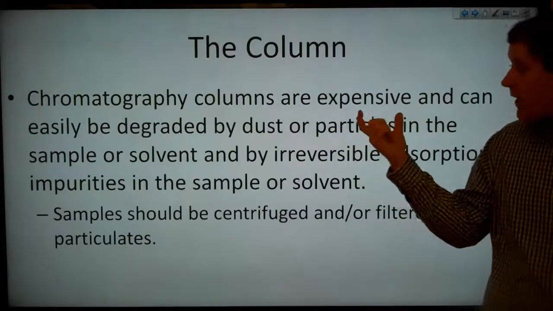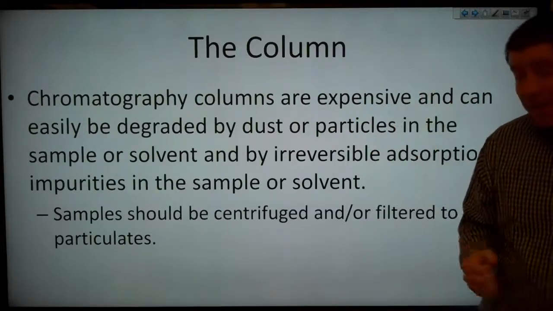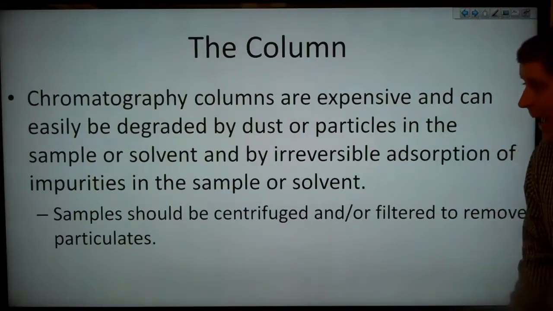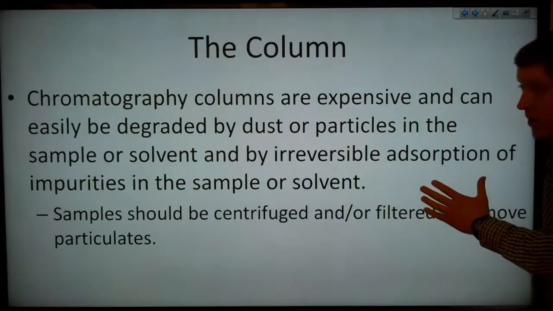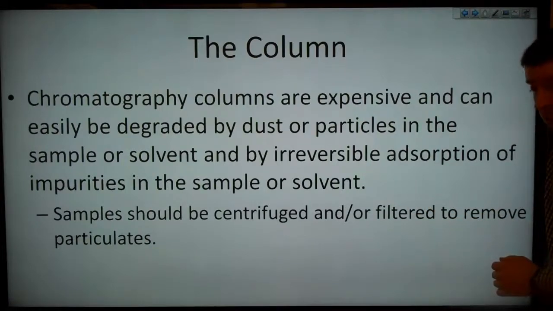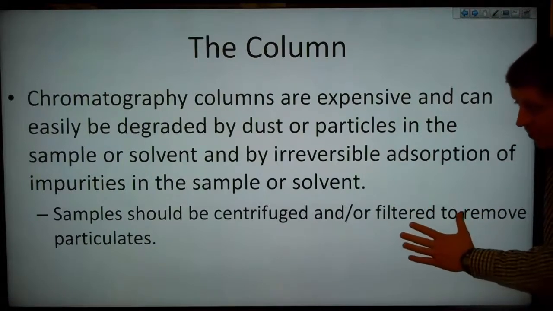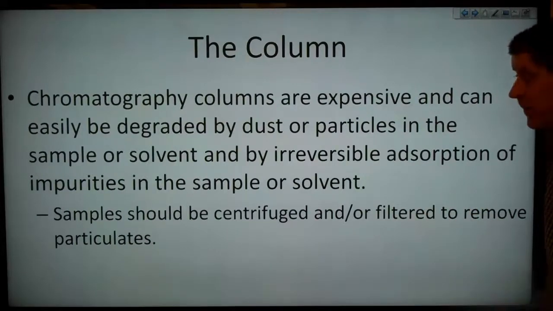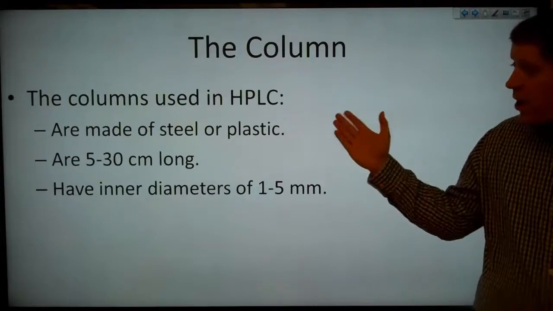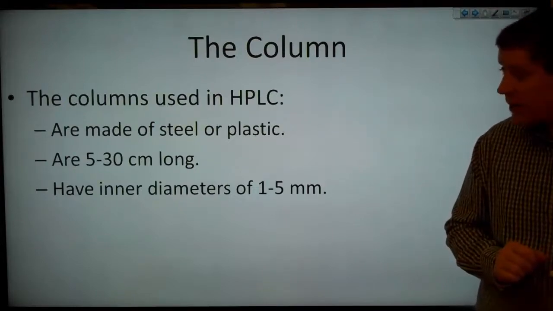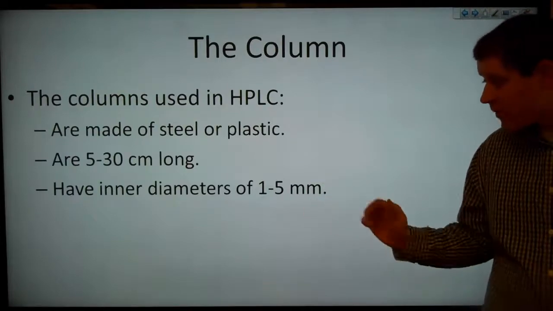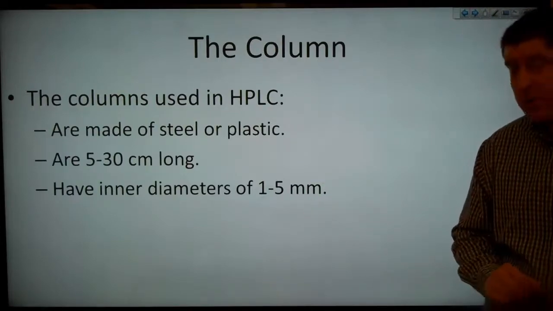Now, chromatography columns are expensive and can easily be degraded by dust or particles in the sample or solvent and by irreversible adsorption of impurities in the sample or the solvent. The samples should be centrifuged and/or filtered to remove the particulates. The columns used in HPLC are generally made of steel or plastic. They're 5 to 30 centimeters long, and they have inner diameters of 1 to 5 millimeters.